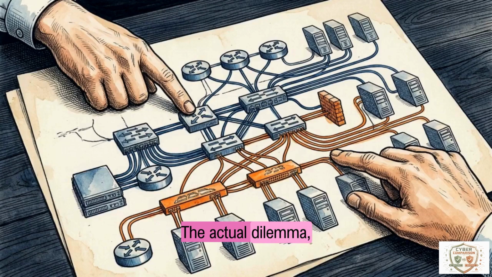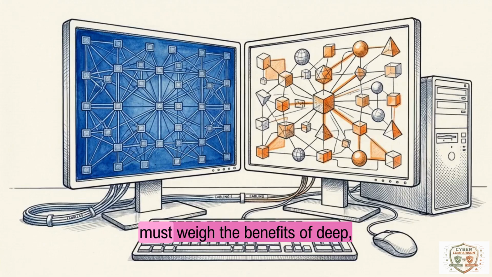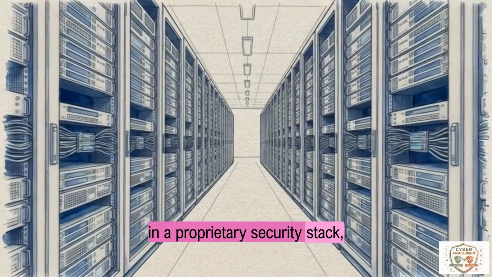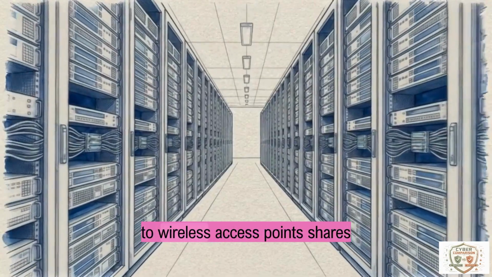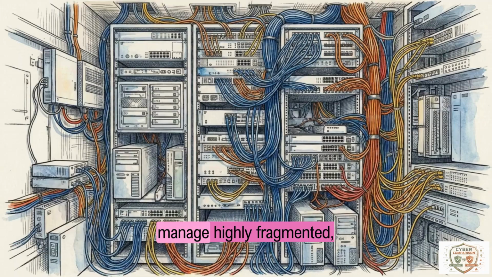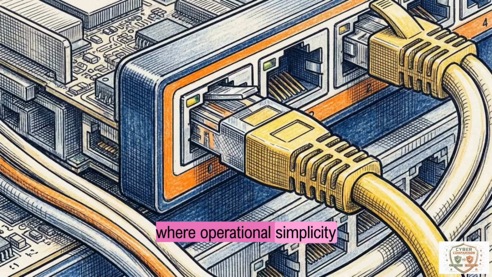The actual dilemma facing a CIO or CISO is an architectural choice. Organizations must weigh the benefits of deep, single-vendor ecosystem integration against the need for agnostic, multi-vendor flexibility. Some architects manage environments heavily invested in a proprietary security stack, where everything from firewalls to wireless access points shares a single manufacturer badge. Other IT leaders manage highly fragmented, heterogeneous networks, built through acquisitions or aggressive multi-vendor procurement, where operational simplicity across diverse hardware is the absolute priority.